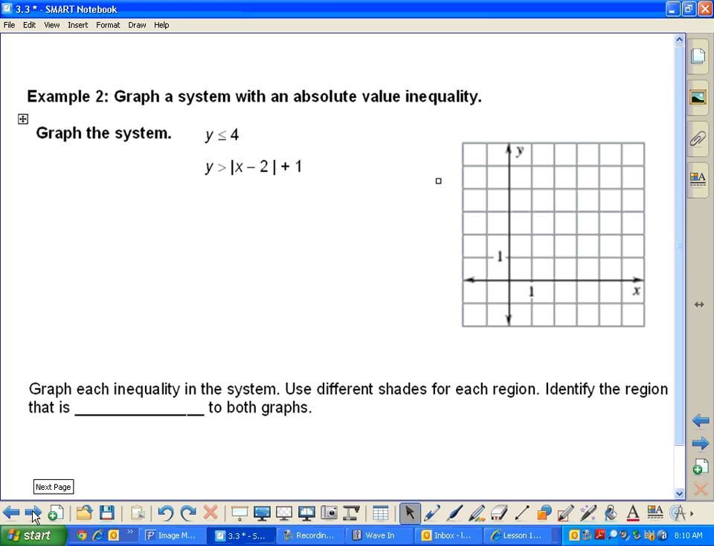In example 2, we have y is less than or equal to 4, and y is greater than the absolute value of x minus 2, plus 1. I would like you to take a moment now and graph those lines for me. Well, graph the line and the V-shaped absolute value graph. Let's see what you remember from getting your test back just a few moments ago. So take a moment. I just want you to get the lines down, and then we'll talk about how to shade.